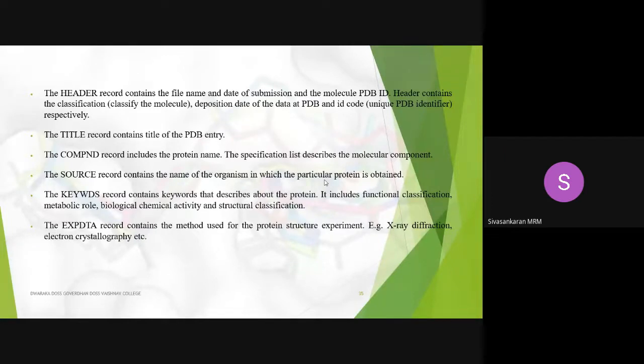It includes header, title, compound, source, keywords, and EXP data. Everything involves different types of information for the particular protein we have searched for. For example, the header contains the file name, date of submission, molecular PDB ID, and everything. Title records show what type of PDB entry has been given for the particular protein. The compound record includes the protein name, and the source record contains the name of the organism from which the particular protein is obtained. The keyword records contain the functional classification, metabolic role, biological chemical activity, and structural classification of the particular protein. And the EXP data record contains the X-ray diffraction and electron crystallography data records of the particular protein we are searching for.